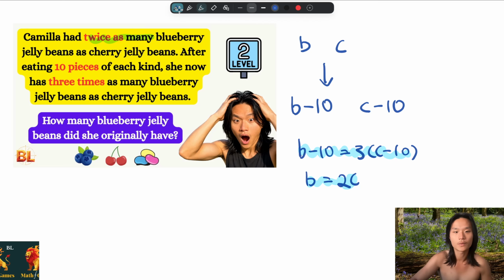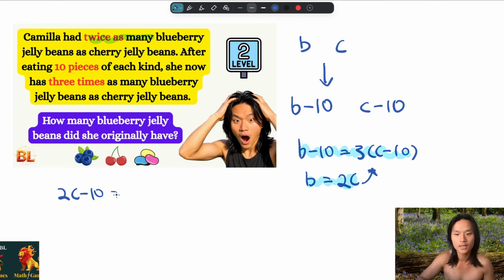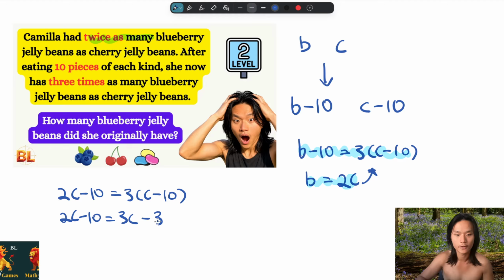So we want to substitute B equals 2C directly into this equation. So let's say 2C minus 10 equals 3 times C minus 10, okay? So 2C minus 10 equals 3C minus 30. So let's put the Cs onto one side, 3C minus 2C, and then minus 10 plus 30, which is 20.